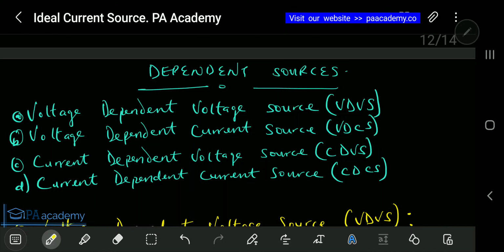So in this video you are going to be learning about dependent sources. Just like you can see on the screen, we are going to be looking at these four different types of dependent sources, what they are, and then we are going to explain further. So if that interests you, do make sure you watch the video to the end.